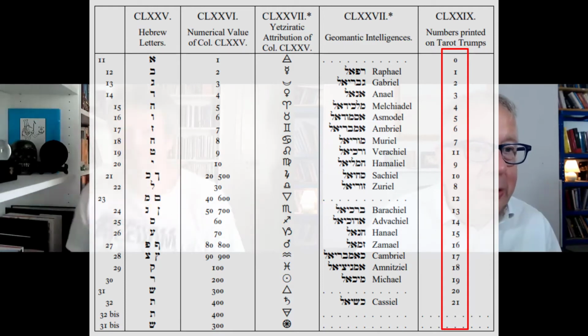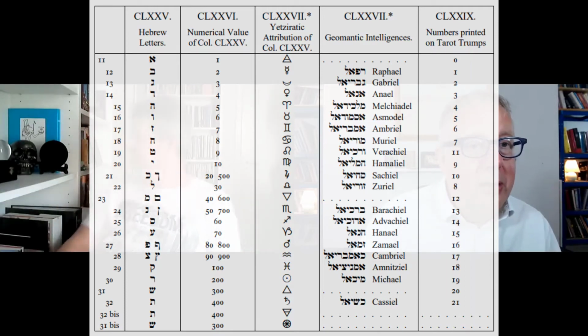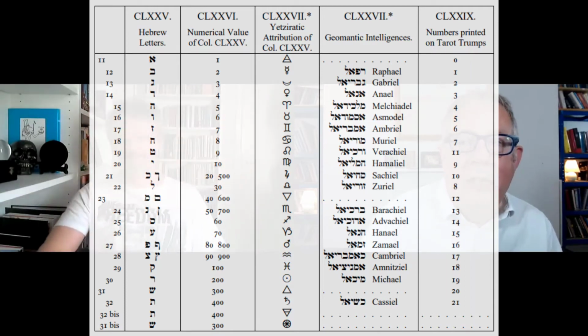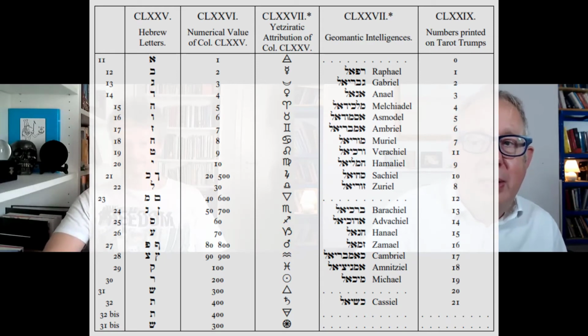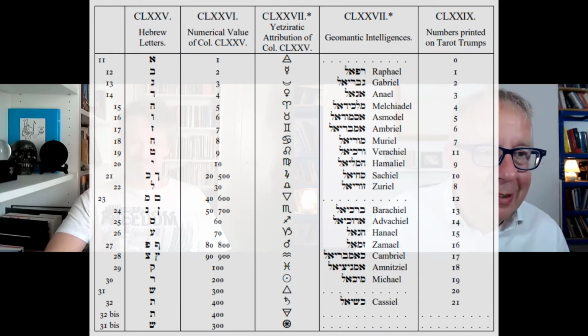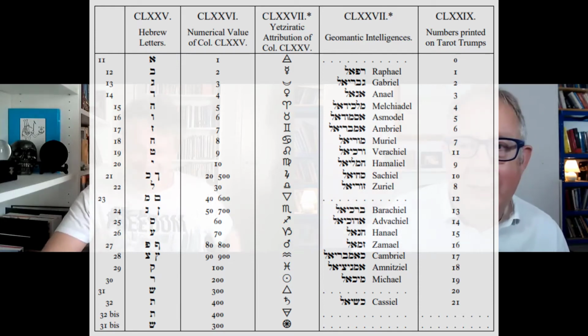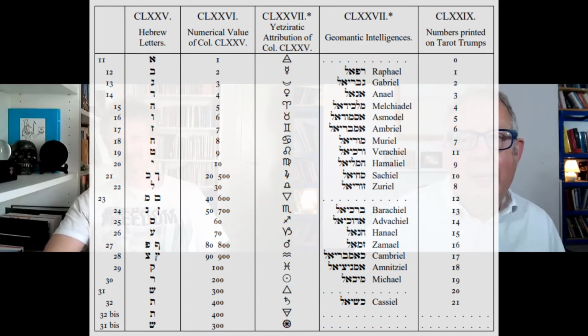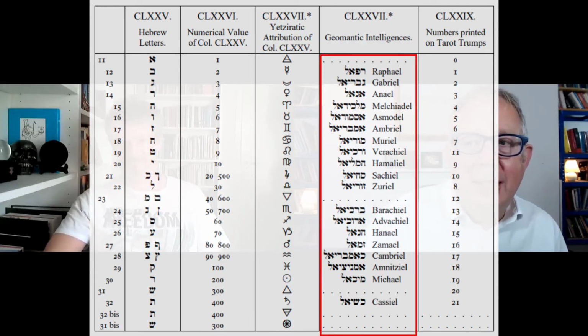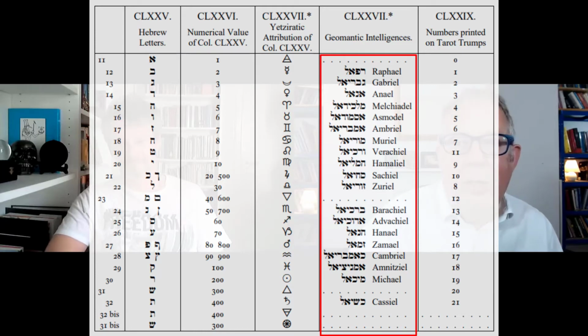Yes. Behind you, Bart. But of course, Crowley reorders the things to match his order of the tarot trumps, so you have to do a mental adjustment on these things. But the column that's interesting here is the one of the geomantic intelligences. And you'd recognize some of these names, because we have Raphael, who's the archangel of air, Gabriel or Jibril.